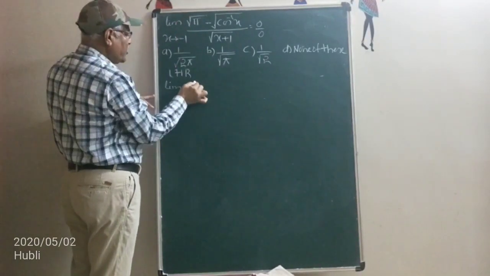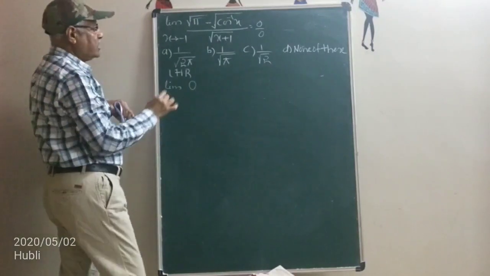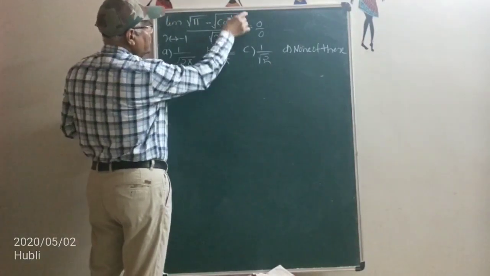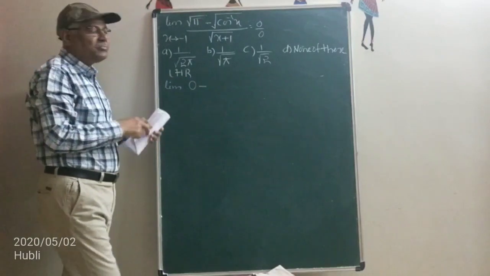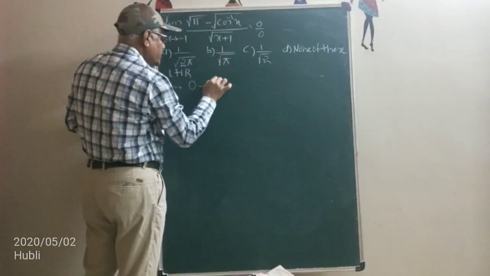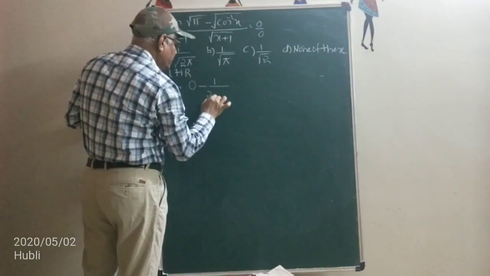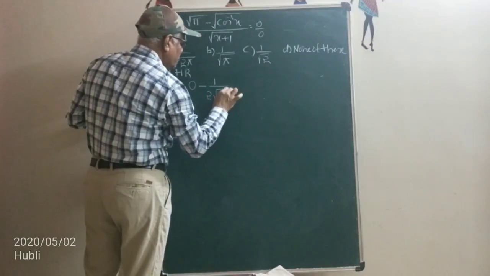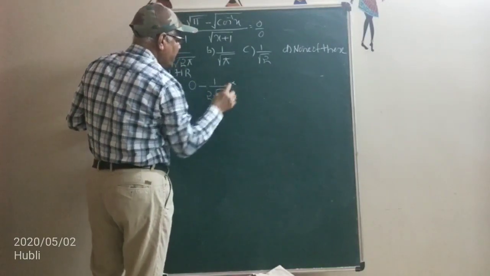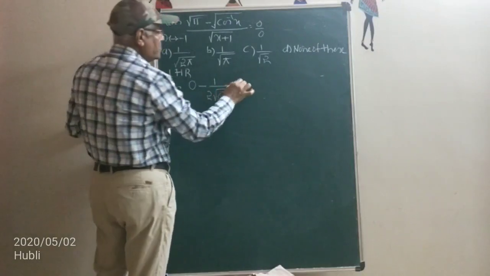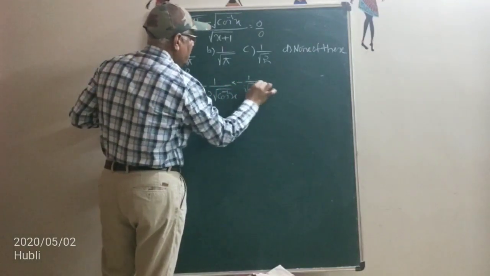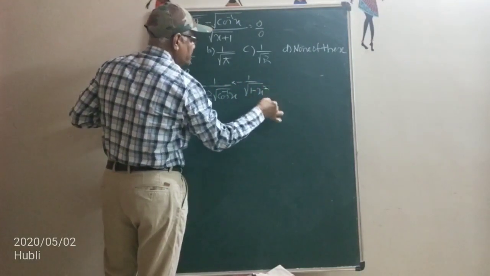Now derivative of root pi is 0 because it is a constant number. Next, minus. Now derivative of root of cos inverse x means it is of the type root x. What is derivative of root x? 1 upon 2 root x, means 1 upon 2 root cos inverse of x into derivative of cos inverse x. What is derivative of cos inverse x? 1 upon root of 1 minus x square.